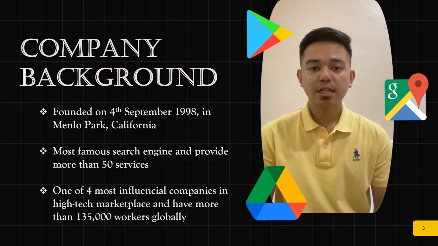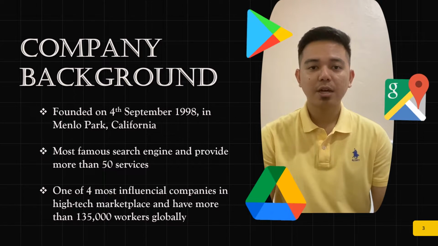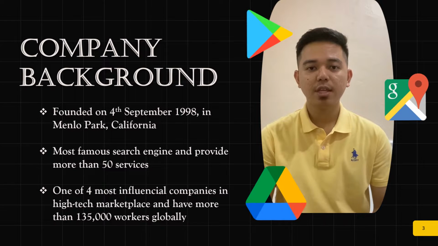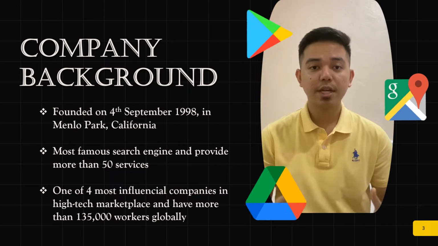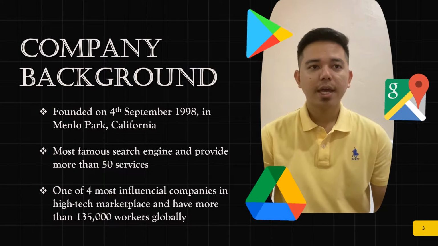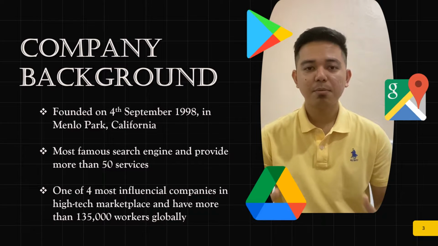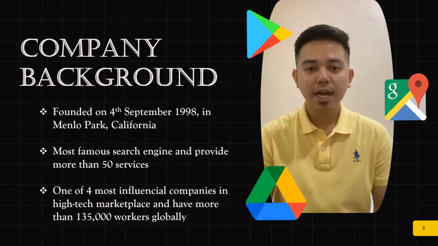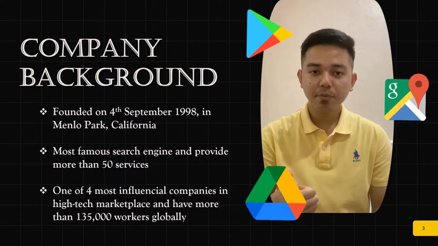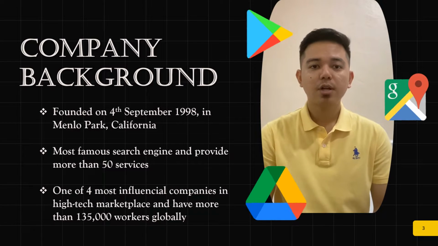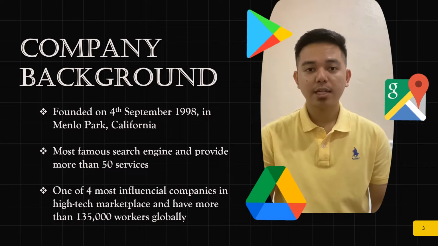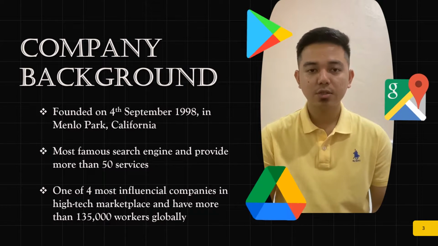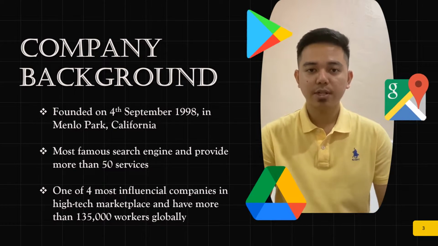Google actually started out just as an online search firm, but now it has expanded to more than 50 other services and products, such as email, online document creation, software, and even hardware such as smartphones and tablet computers. Google is one of the most influential companies in the high-tech marketplace, along with IBM, Microsoft, and Apple. Google now has 11 data centers around the world, and today they have more than 135,000 workers from around the world.